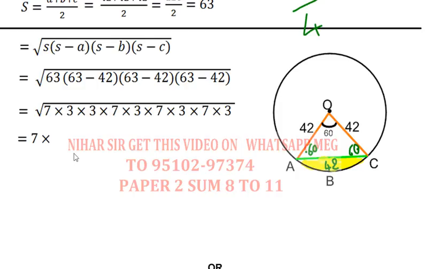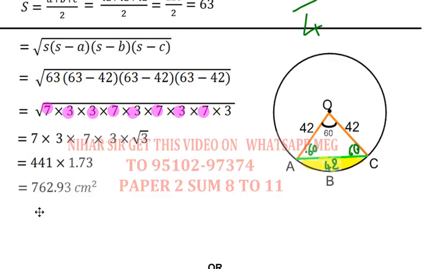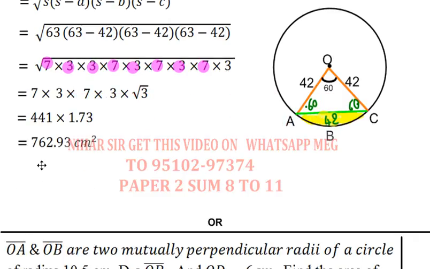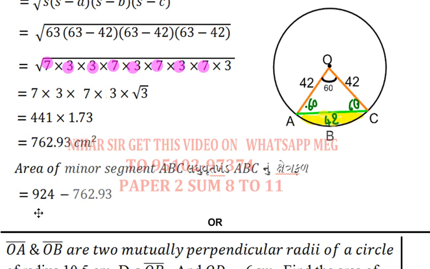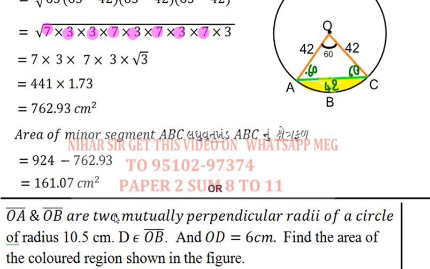Now whoever forms a team will come out, right? So whichever pair is formed comes out. So this 7 with this 7 will come out, these three came out, then this 7 came out, then these three came out, and root 3 is in the root. So this is 441 into 1.73, the value of root 3 is 1.73. Now I will subtract. So this is the area of a segment.